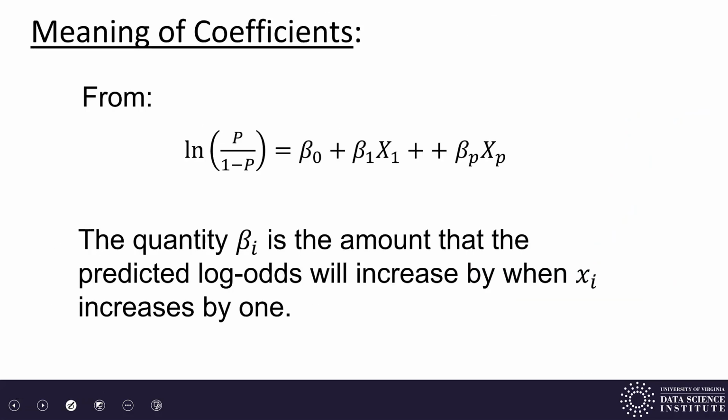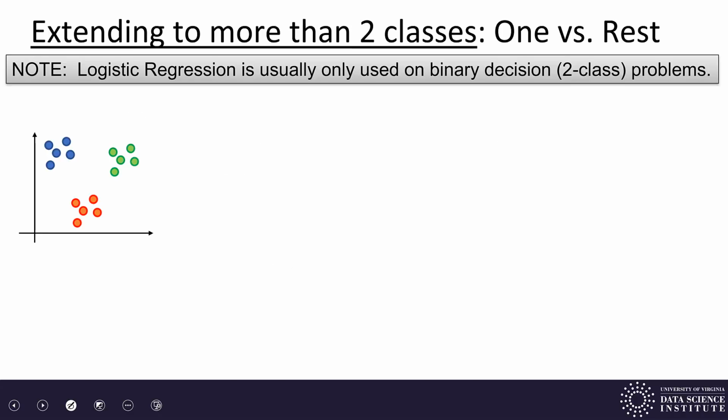Let's talk about the meaning of those coefficients. If we look at this formula, the log of the odds equals that linear function, we can see that the quantity beta i is the amount that the predicted log odds will increase by when x_i is increased by 1. So we have an interpretation of how the log odds change. It's similar to our interpretation of coefficients in linear regression.